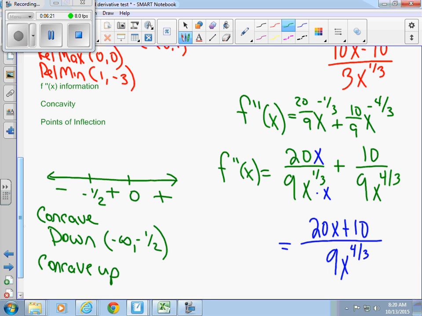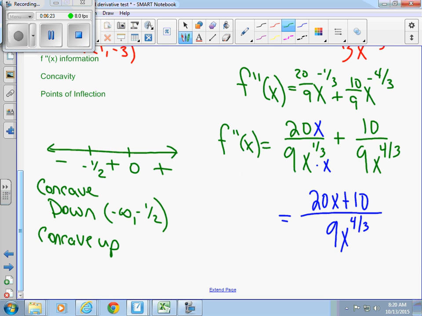The AP exam will take this answer two ways. They'll take it from -1/2 to infinity. They will also take it if you break it up because of the 0. So they will take that answer either way. If it were multiple choice, it would only be one of those. Points of inflection. Is there a point of inflection?